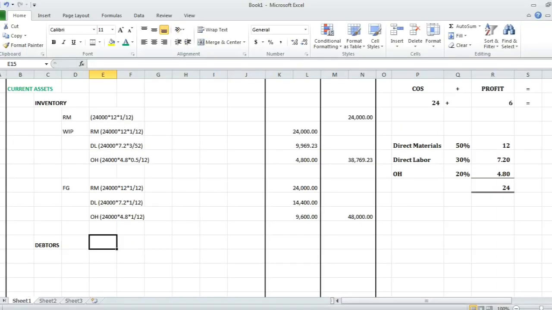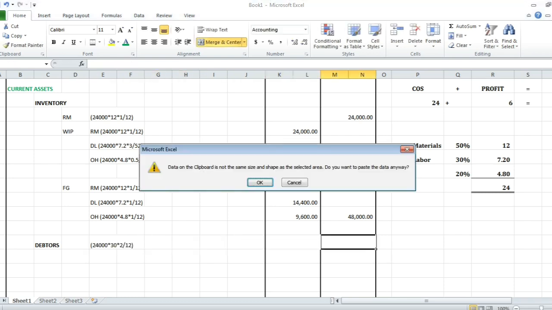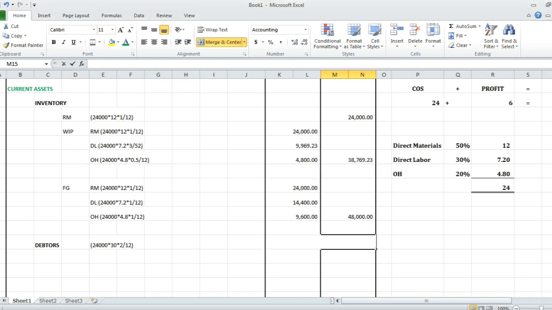Okay, 24,000 production units, that is selling units, into 30 rupees selling price per unit into 2 months credit period, 2 divided by 12. So the value of the debtors is 120,000.